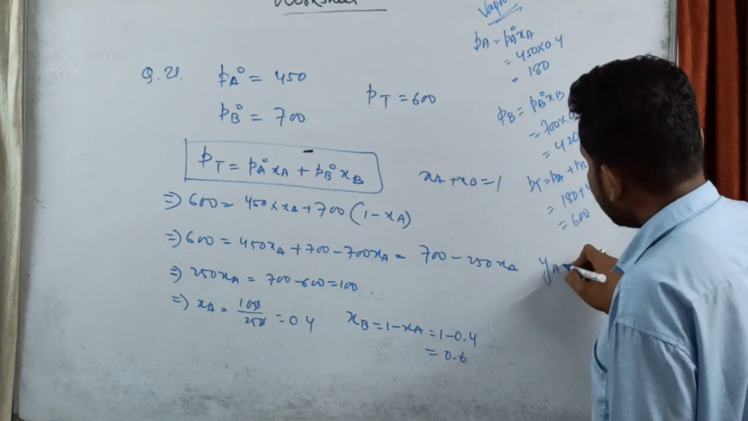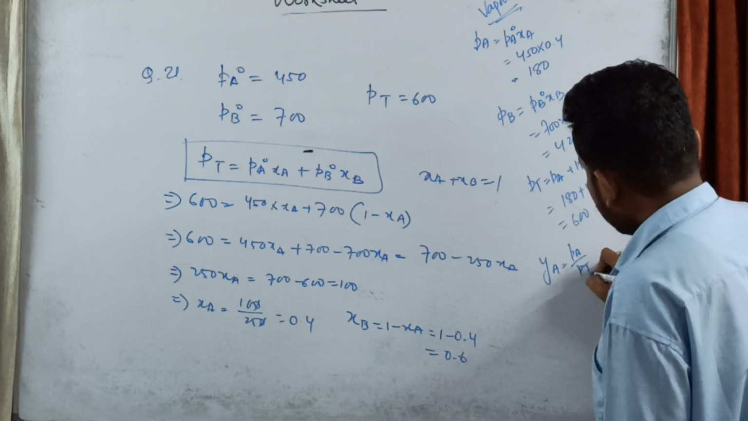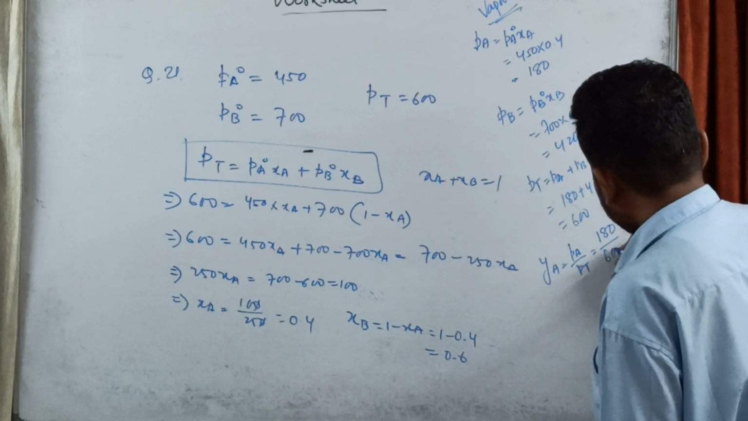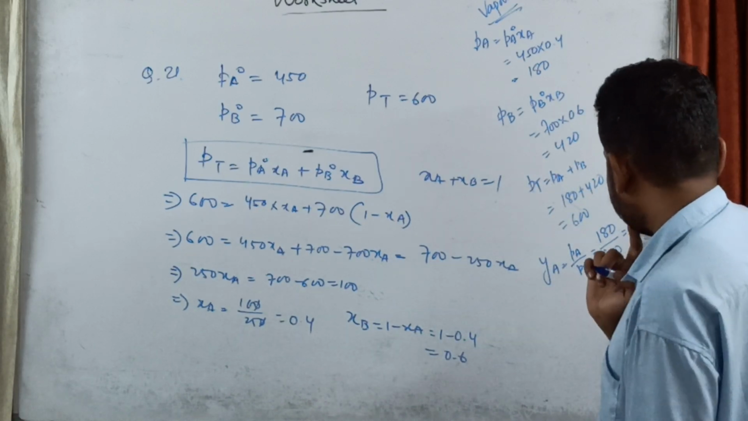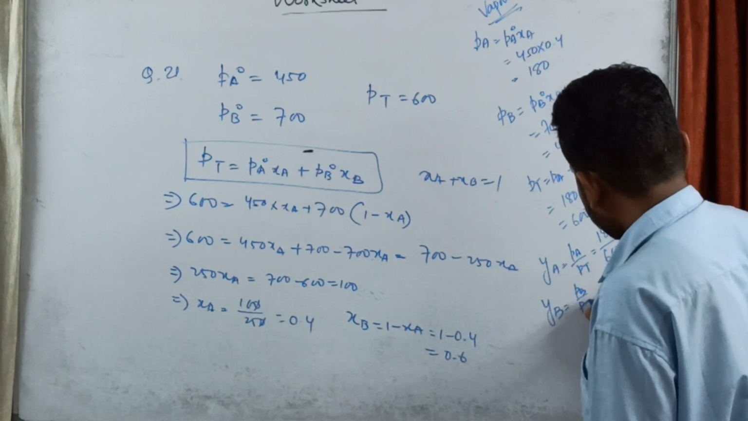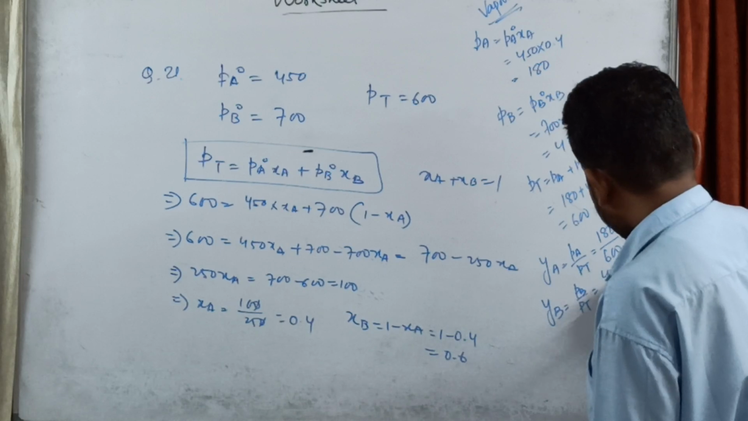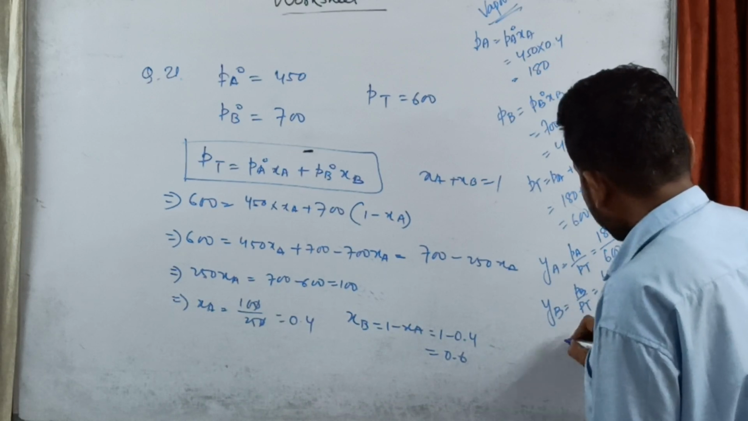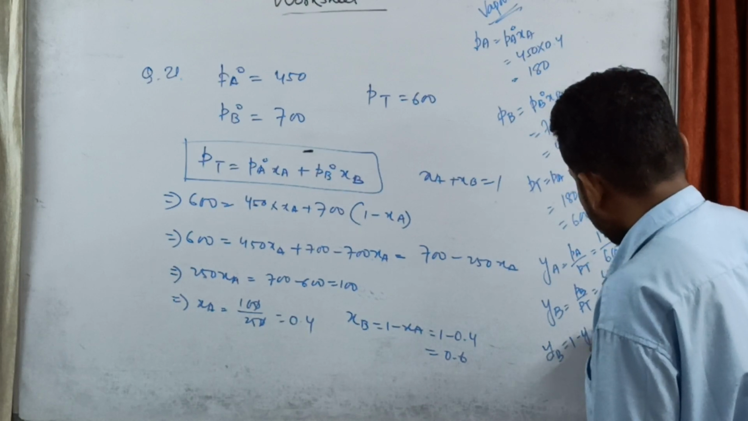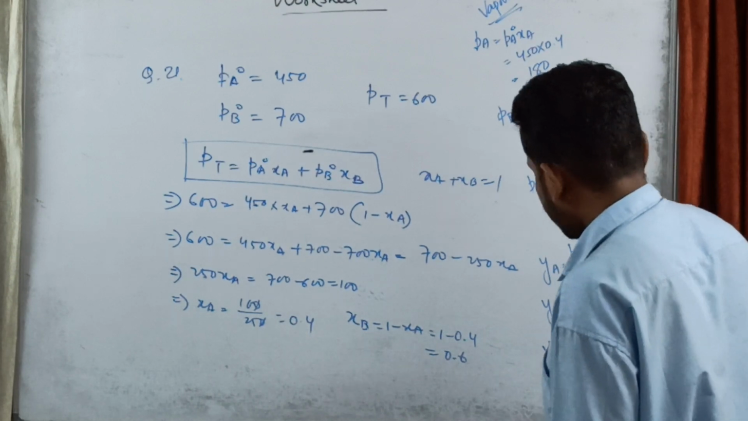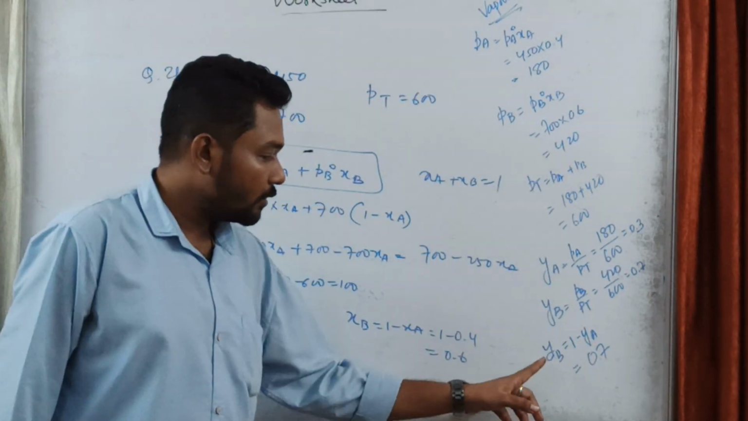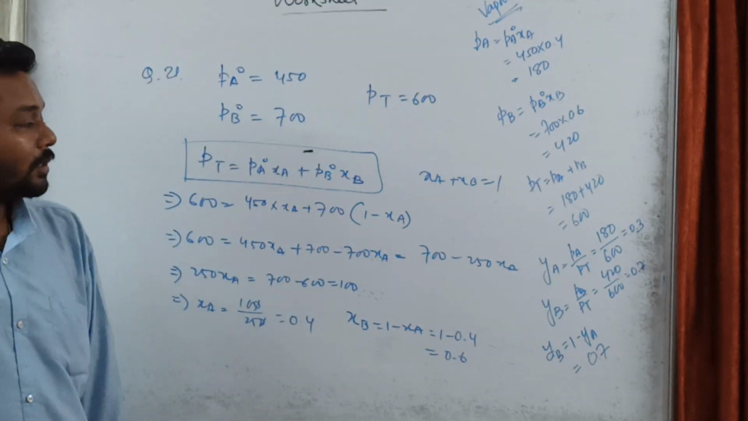Now YA equals PA by P total. PA you have already got as 180, and P total is 600, so that is 0.3. Now YB is PB by P total, that is 420 by 600, that is 0.7. Or we can calculate YB like this: 1 minus YA, that is also 0.7. You can calculate YB by two ways, PB by PT, or YB equals 1 minus YA, which will all the time give you 0.7.